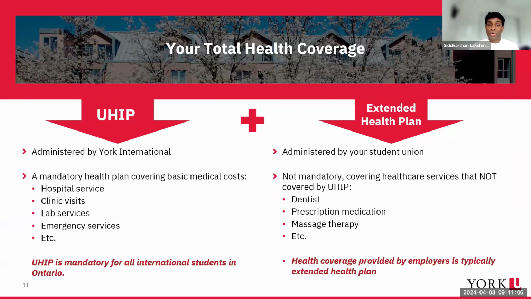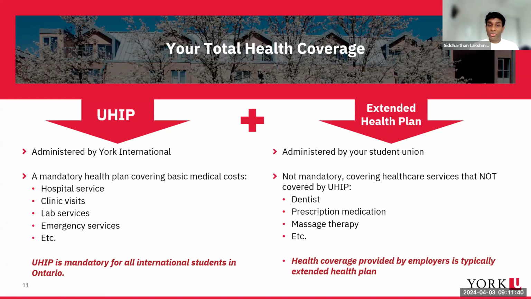So now looking into your total healthcare coverage as a York University student, it's primarily made up of two important plans. The first is the University Health Insurance Plan, or UHIP, which is administered by me at York International. This is a mandatory health insurance plan for all international students, and it covers basic medical costs associated with hospital visits, clinic visits, lab services, emergency services, and so forth. Again, to reiterate, this is a mandatory healthcare plan for all international students in Ontario, not just York University.